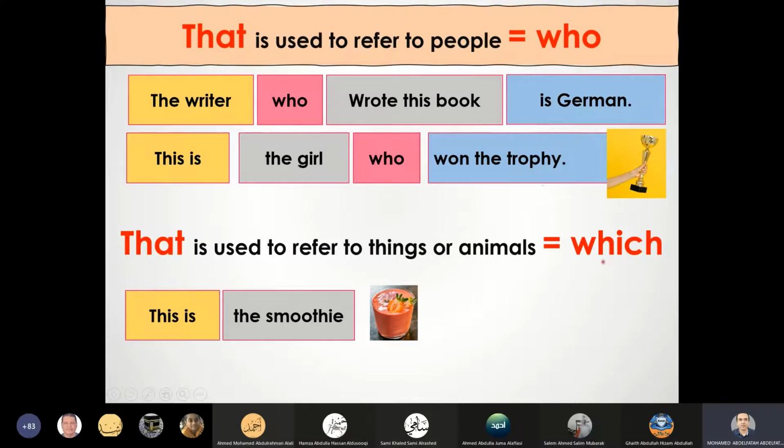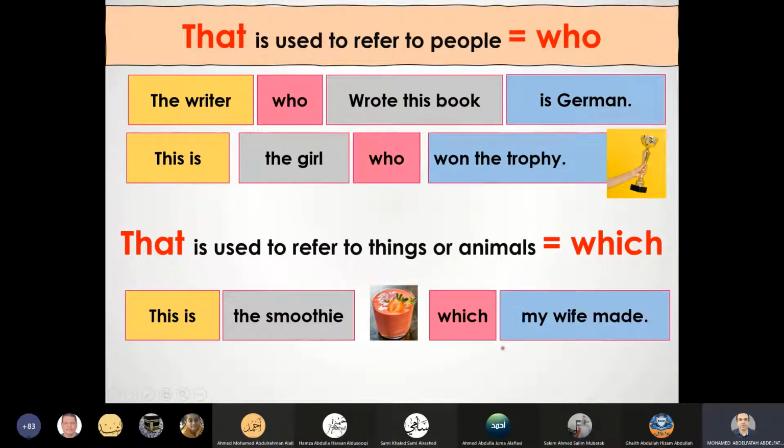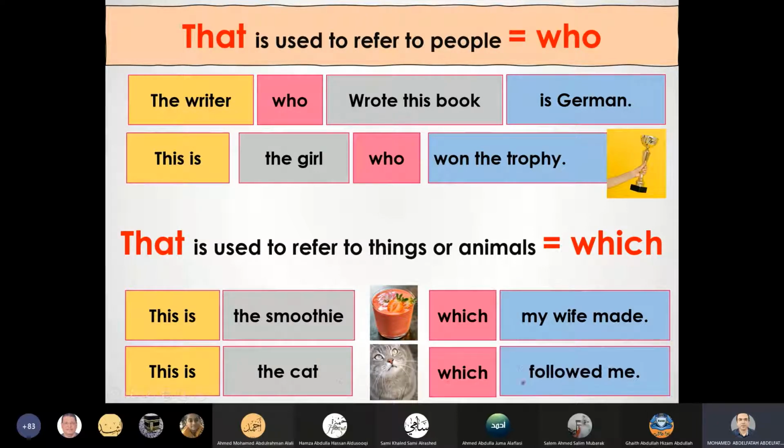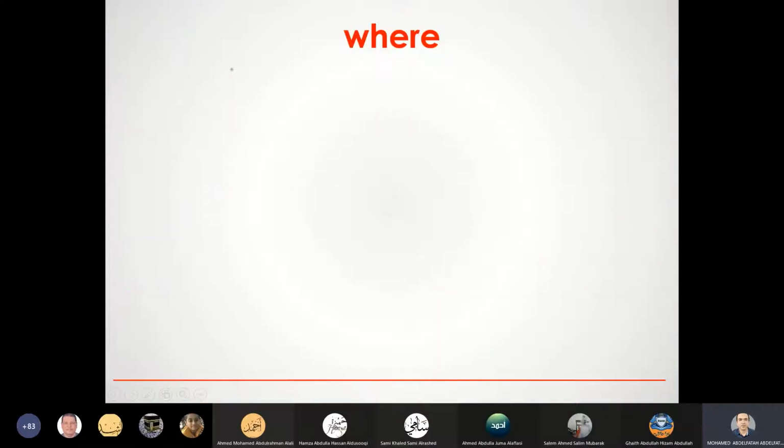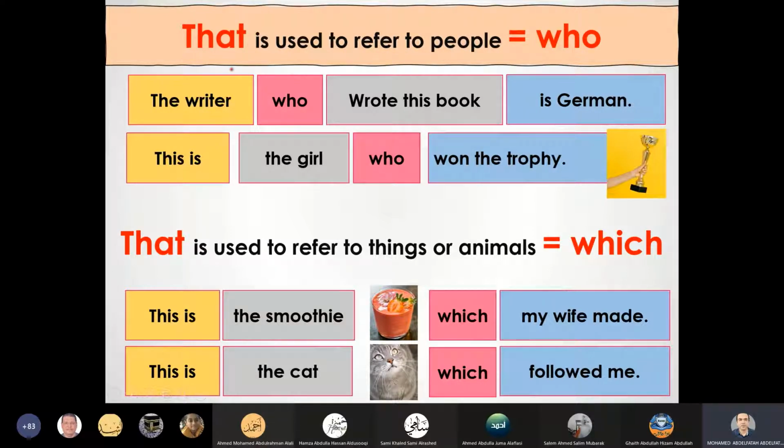So let's go to the relative pronoun which. This is the smoothie which my wife made, and this is the cat which followed me. Here, students, you can replace the relative pronouns who and which and use the relative pronoun that. Okay, do you get it? Do you get it, students? Do you understand what I am talking about?